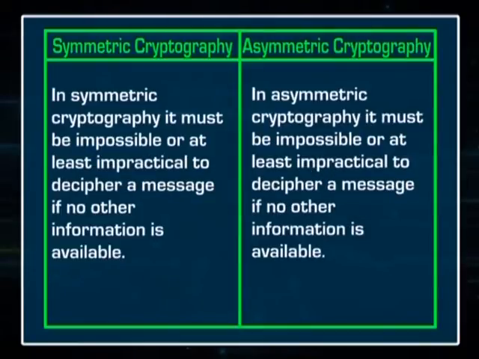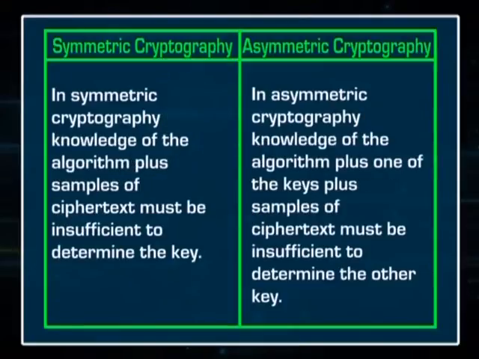In symmetric cryptography, it must be impossible or at least impractical to decipher a message if no other information is available. In asymmetric cryptography, it must be impossible or at least impractical to decipher a message if no other information is available. In symmetric cryptography, knowledge of the algorithm plus samples of ciphertext must be insufficient to determine the key. In asymmetric cryptography, knowledge of the algorithm plus one of the keys plus samples of ciphertext must be insufficient to determine the other key.